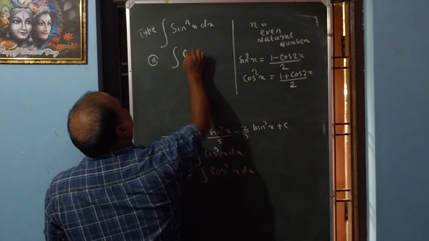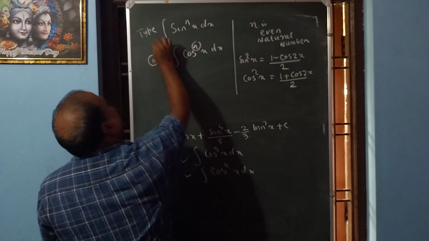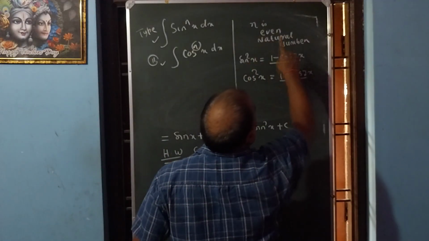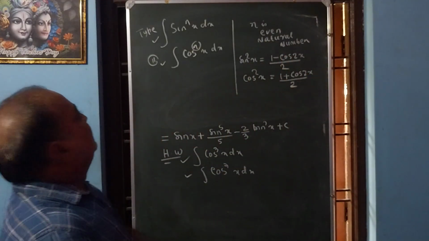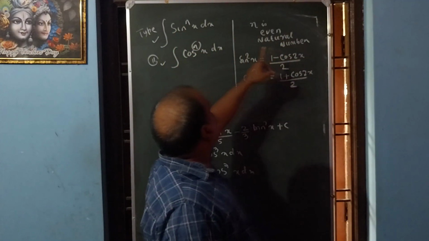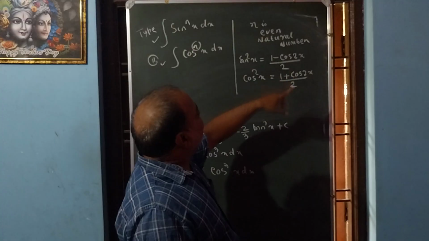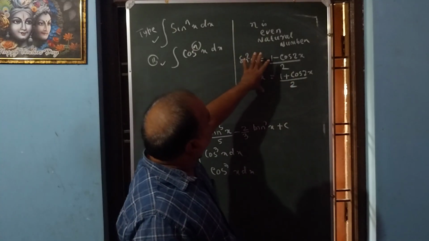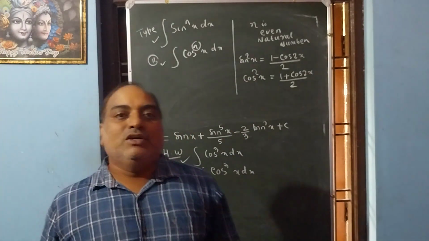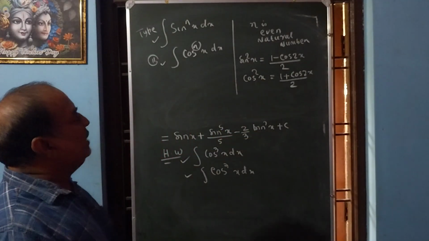Integration of cos to the power n x dx, n is even. These two types will combine as the procedure is the same. Integration of sin to the power n x dx, n is an even natural number, and cos to the power n x dx, where n is also an even natural number. In both cases you have to apply the same: rationalize sin square x is equal to 1 minus cos 2x by 2 and cos square x is equal to 1 plus cos 2x by 2.